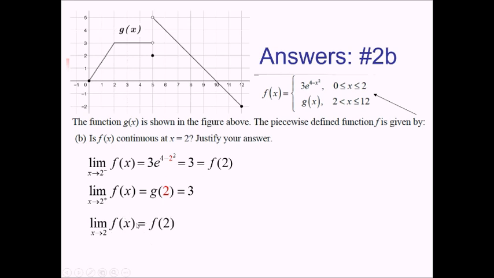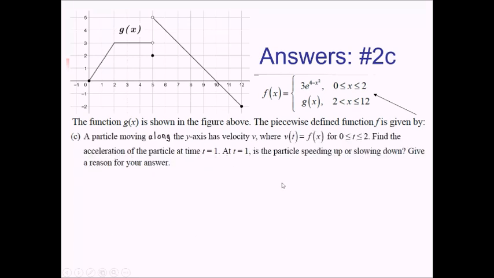Once you've shown this little line here, you've shown that f is indeed continuous at x equals 2. On this problem part, we have a particle moving along the y-axis with velocity v, where v is really just the same as f, between the interval from 0 to 2. So we're getting some more mileage out of this branch of the f function here. We want to find the acceleration of our particle at time 1 and whether or not the particle is speeding up or slowing down.